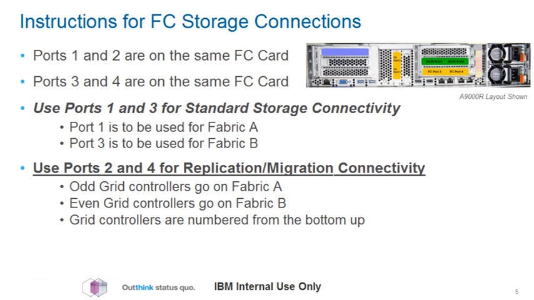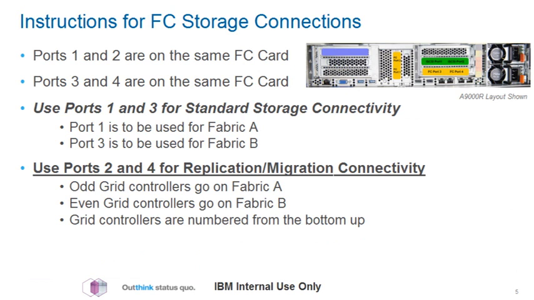So you use ports 1 and 3 for the standard storage connectivity. That way you have one port on each card. Port 1 is for fabric A and port 3 is for fabric B. Ports 2 and 4 are for any replication or migration connectivity.